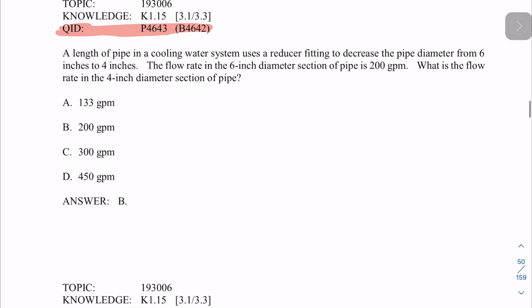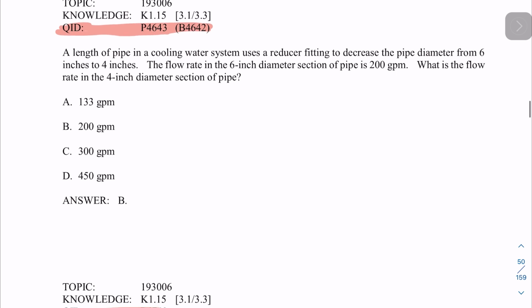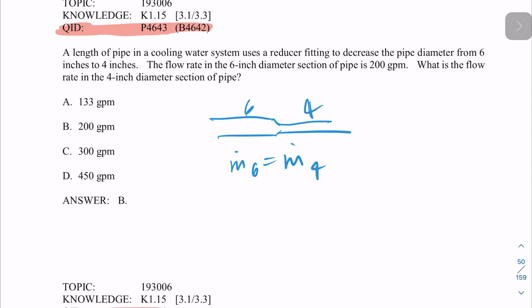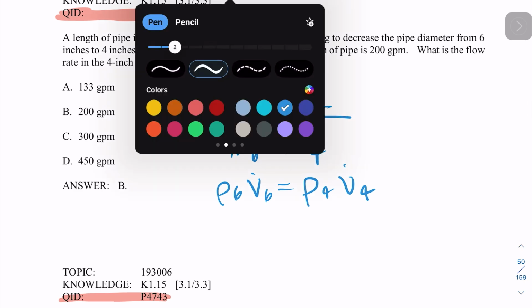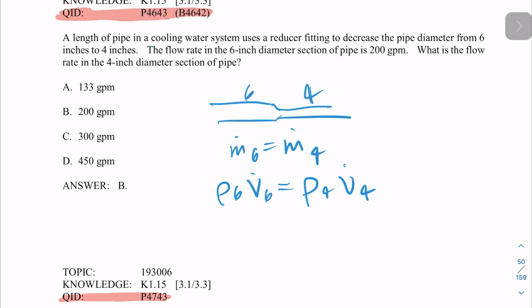So this one is a piping that is just changing diameter. We have a piping that goes like this. It has this constriction. So it's a matter of just remembering that what comes in comes out, right? Because we're changing just the diameter. This is like 6 inches, this is 4 inches. And the formula for this one is the density times the volumetric flow rate, same density times the volumetric flow rate. And what are we given? We are given the volumetric flow rate for this one, right?